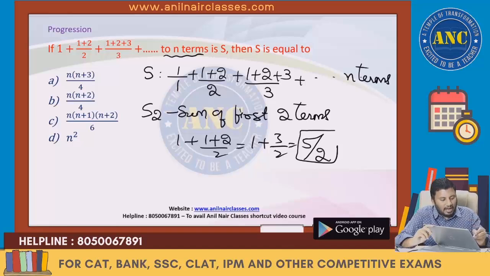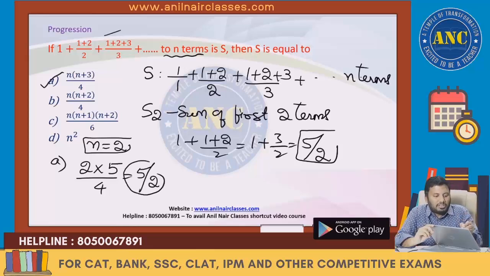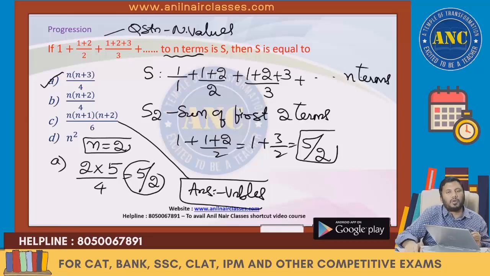Answer option A: if I substitute n equivalent to 2, 2 plus 3, 5 by 4, which is nothing but 5 by 2. So option A is right. What is this question? The question contains numerical values, the answer contains variables. Substitute n equivalent to 2.